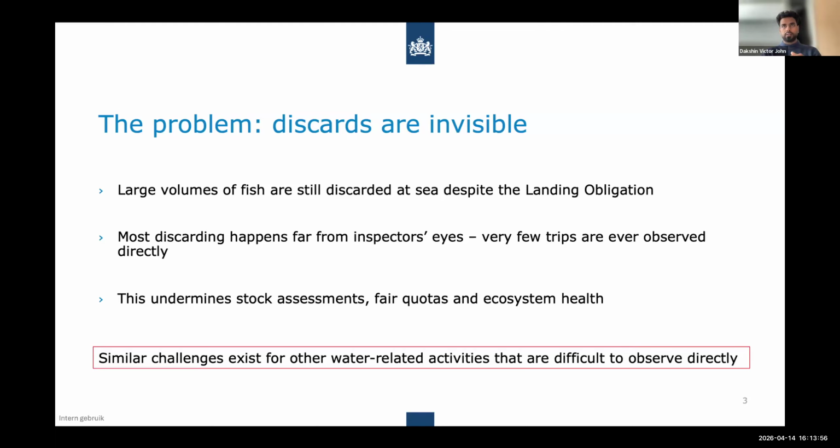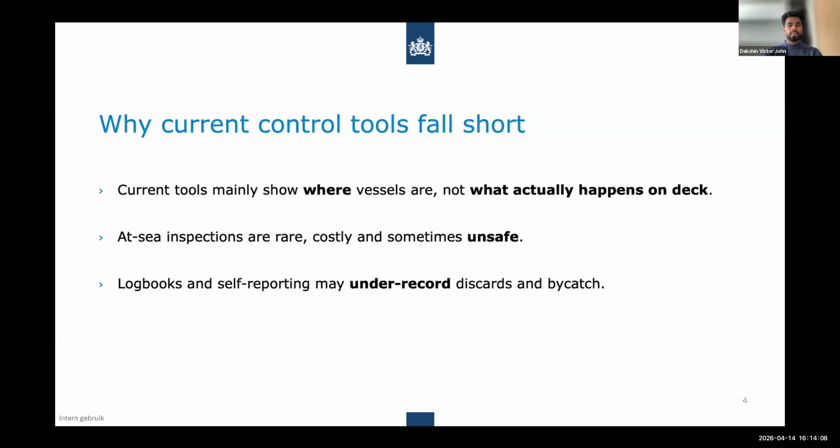Again, discards are the focus, but if you do find something related to this, maybe not discard focused, but similar, we would also entertain anything. It's okay. So yeah, why current tools fall short? One, because the tools right now show exactly where the vessels are and not what happens on deck.